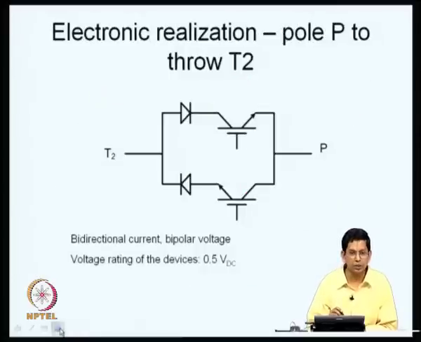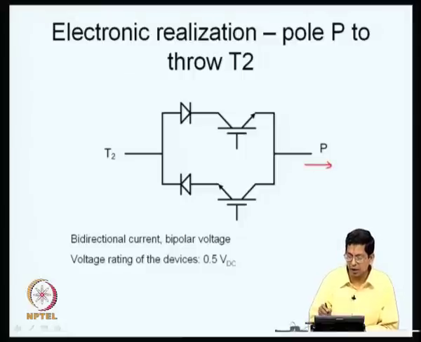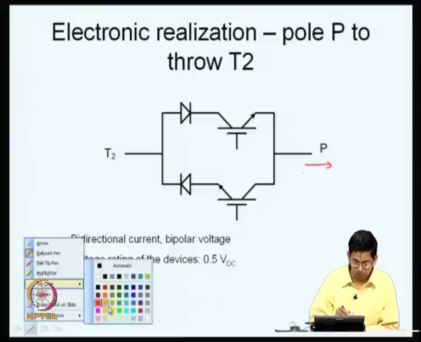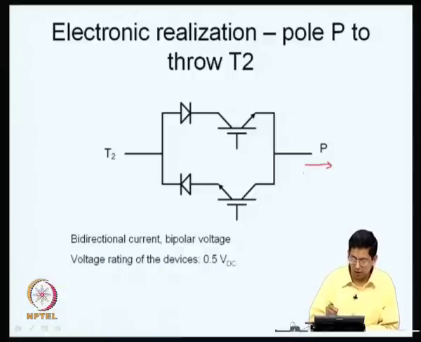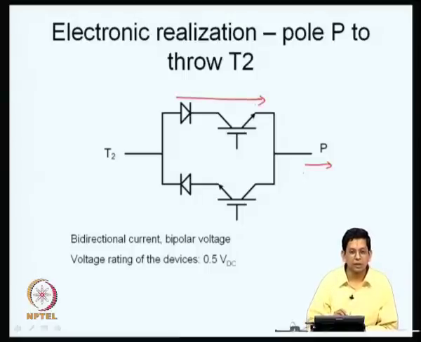It is a 4-quadrant switch. So, it can conduct in either direction. So, let us say it can be conducting either this way or this way. Let us first take that it is conducting as indicated by red ink now. If it is conducting as indicated by red ink, then this is the direction of conduction.